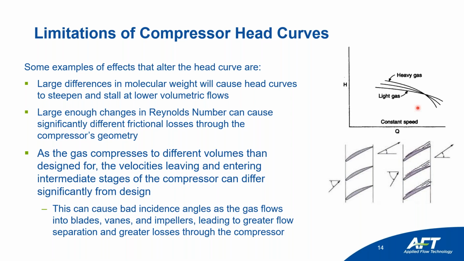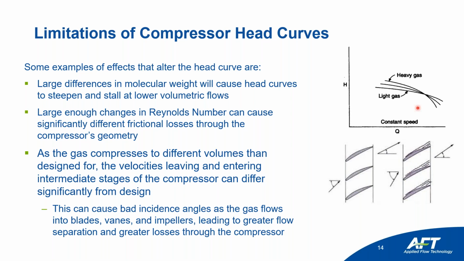So lastly here, as the gas compresses to different volumes than designed for, the velocities leaving and entering intermediate stages of the compressor can differ significantly from the design. And that's shown in velocity triangles.